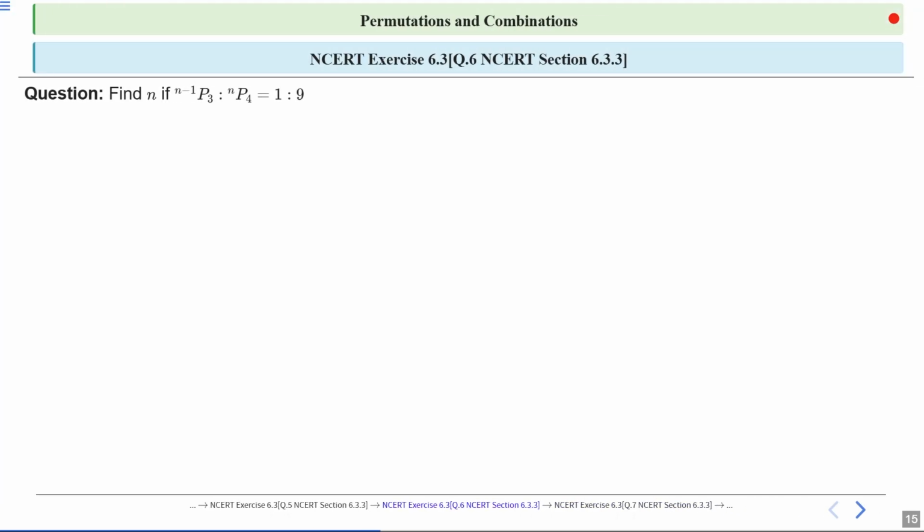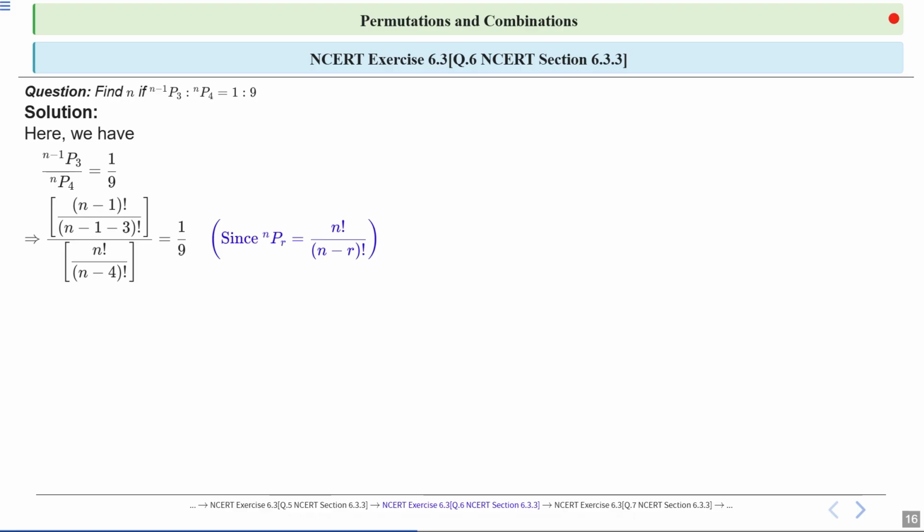Now look at question number 6. This question asks us to find the value of n, if (n minus 1)P3 is to nP4 as 1 is to 9. Let's start the solution. Here we have (n minus 1)P3 upon nP4 equal to 1 by 9. Next we substitute the permutation formula into our equation. Recall that nPr is equal to n factorial upon n minus r factorial.